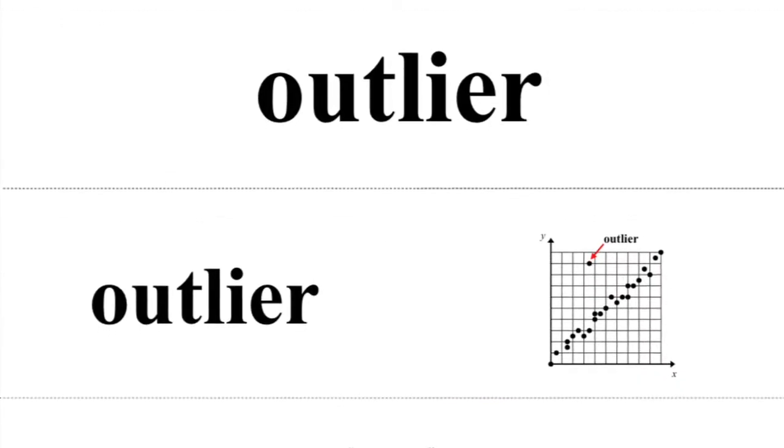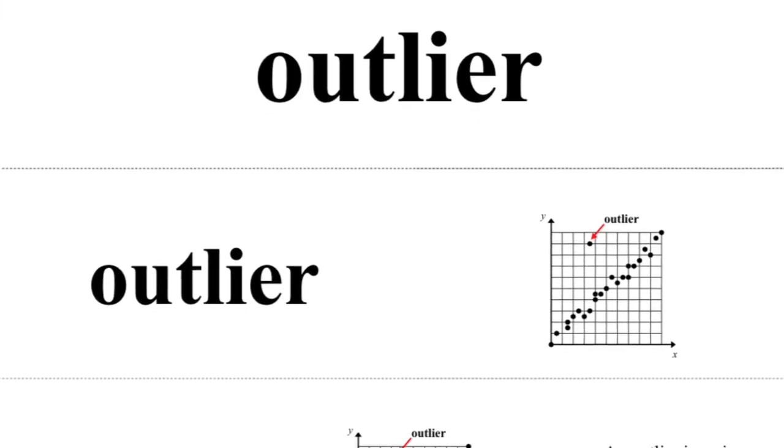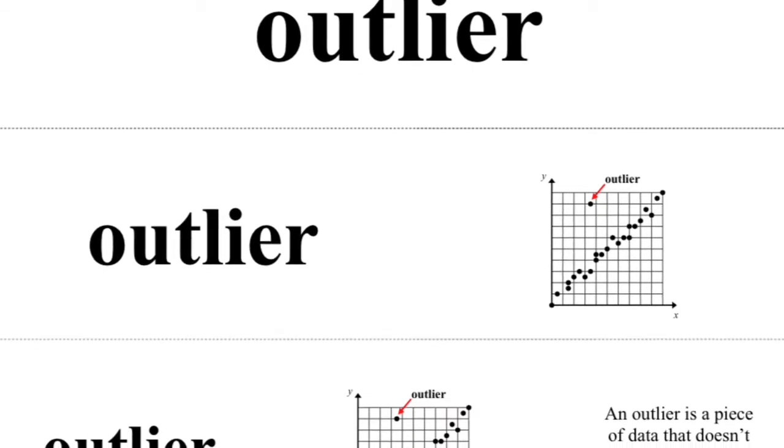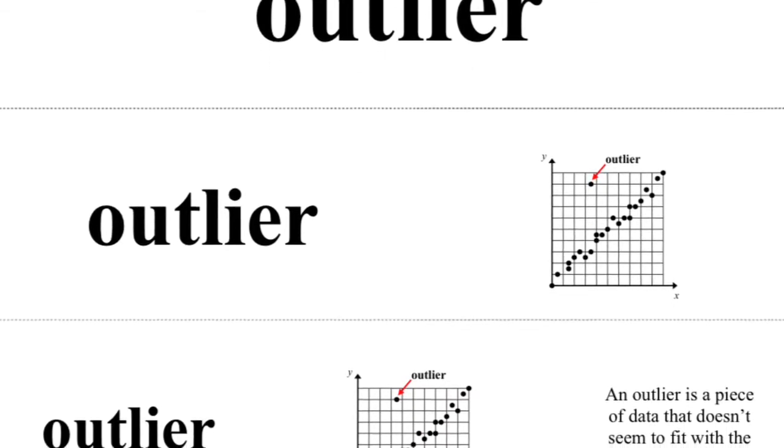An outlier is a piece of data that just doesn't seem to fit everything else. It doesn't mean that this is not an example of a positive correlation. It's just that dot seems to not be along with everything.